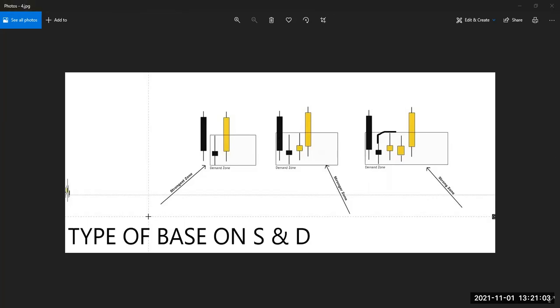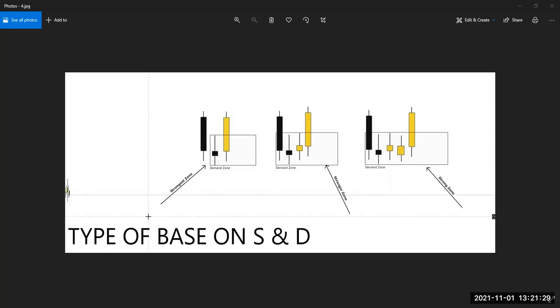Like this one now, this one is a weak base. Yeah, it's a strong base, but it's weak. Market can just respect it once. Sometimes they may not even respect it. They will just break it, mitigate it, and go their way. So when you understand the different base patterns of supply and demand, you will now know the one to trade.